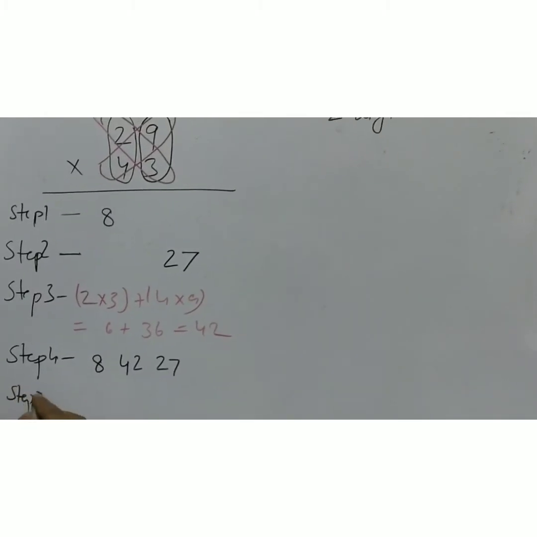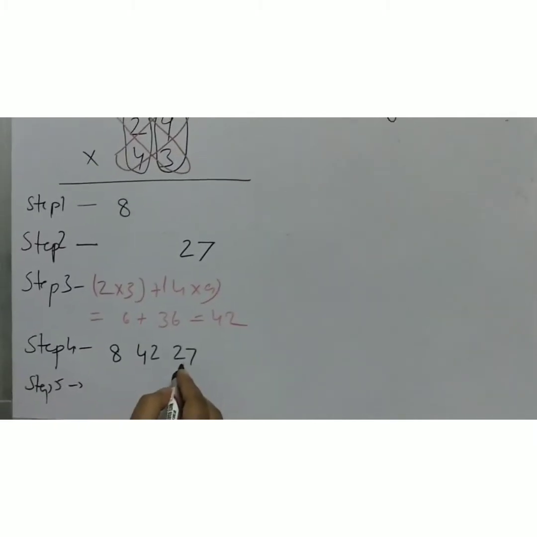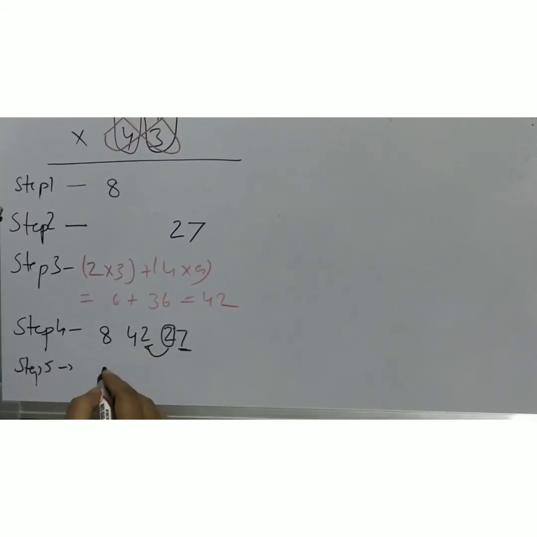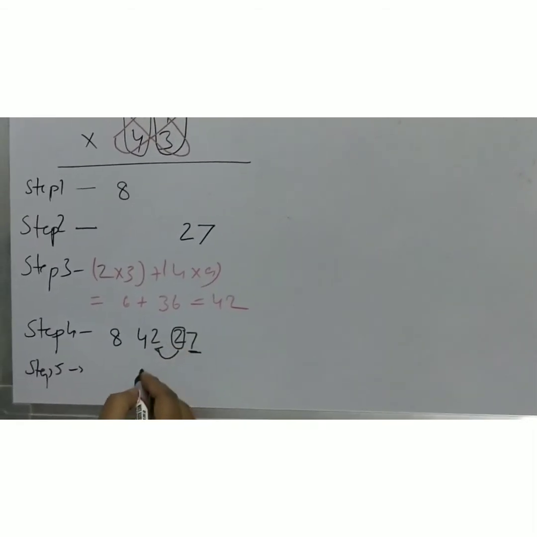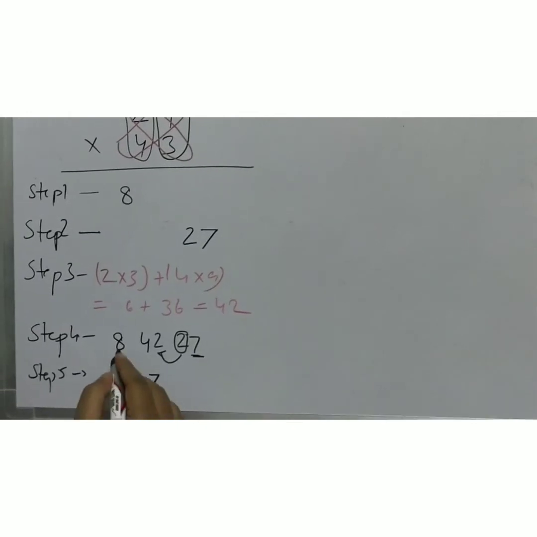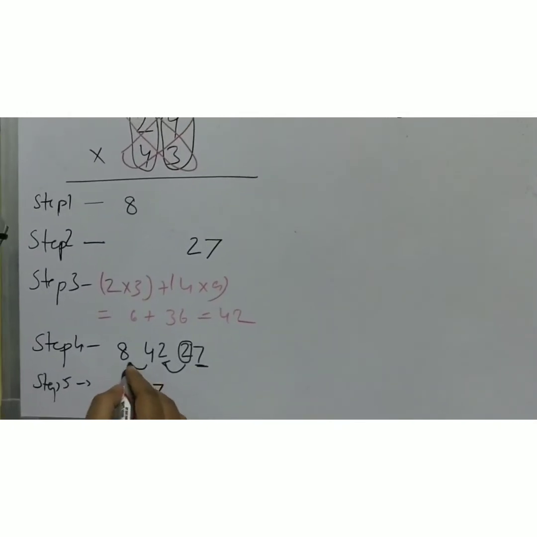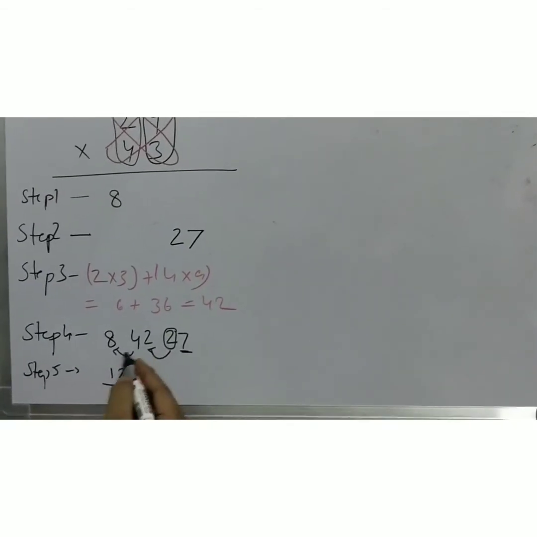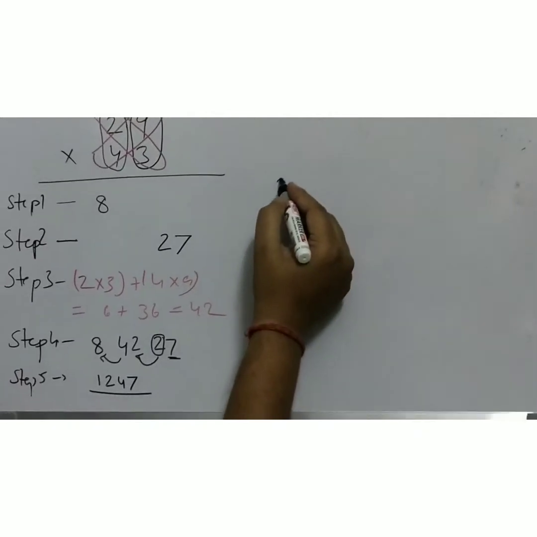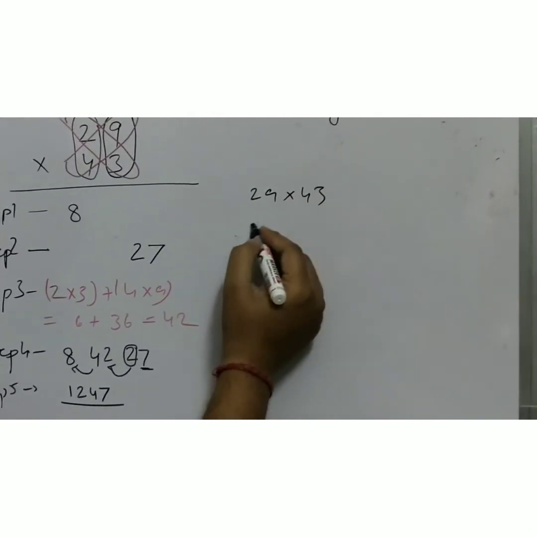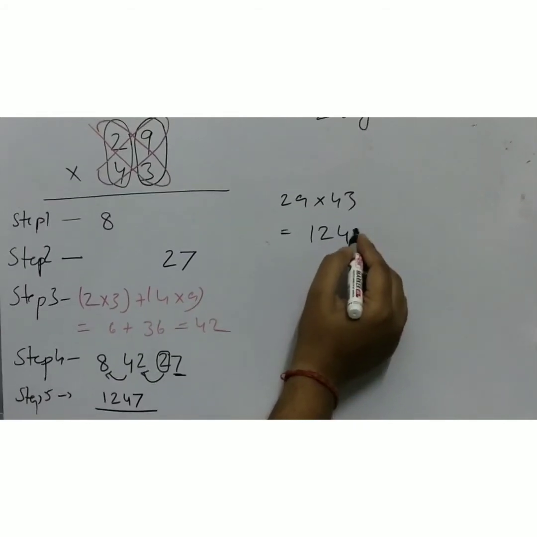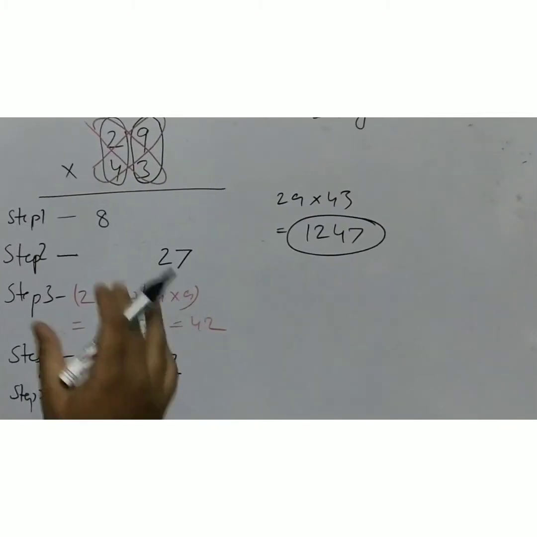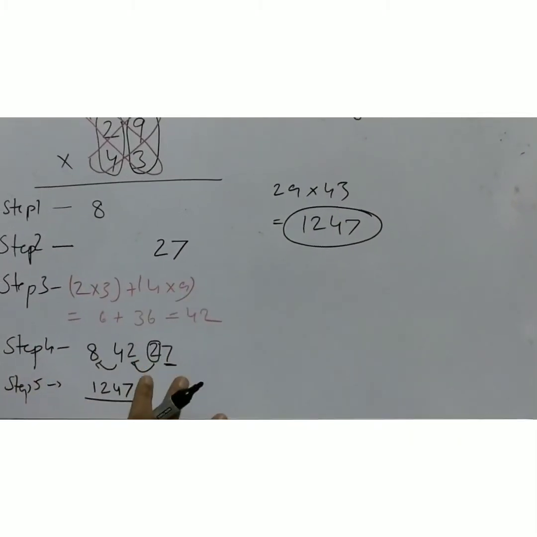Now the next and final step: 7 remains as it is. This 2 will get carried forward to 42. So 42 plus 2 becomes 44. 4 will remain there and another 4 goes to 8. So finally, after doing the carry forward, your answer is 29 into 43 is not other than 1247. So this is how you can solve multiplication of any two digit numbers.